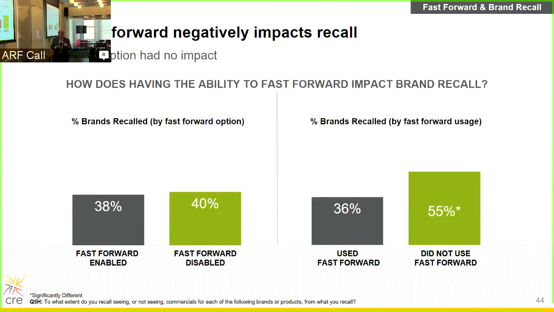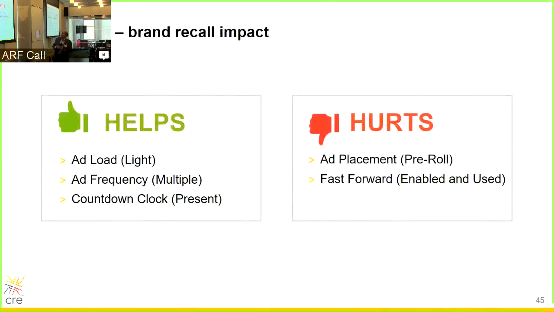So fast forwarding, if people do fast forward, it's going to lower recall, not a surprise. Okay, so here are the main effects, not the main effects for the size of the screen we looked at, but ad load: light ad load helps. Ad frequency, multiple frequency helps. Countdown clock helps. Things which hurt: placing an ad in a pre-roll and fast forward. Any questions so far? Are we on time?